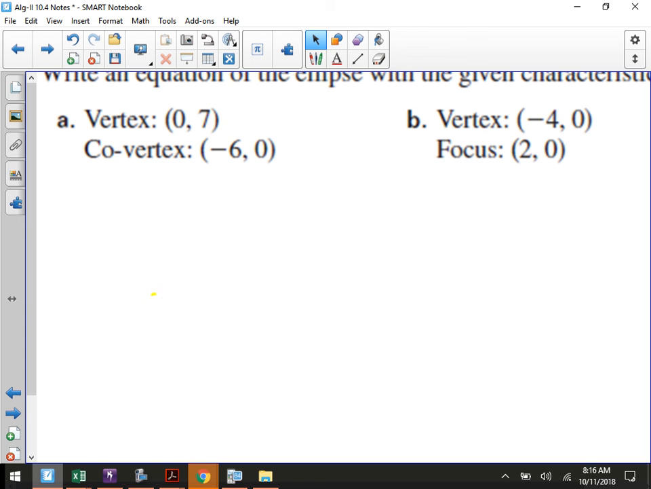If you know your vertex is at 0, 7, that goes up, doesn't it? If my vertex is up there, which way is it stretched? Stretched vertically. So right away, I know this is stretched vertically, and I know that my A value is 7. Which makes A squared 49.